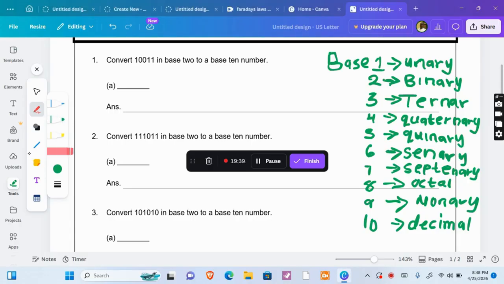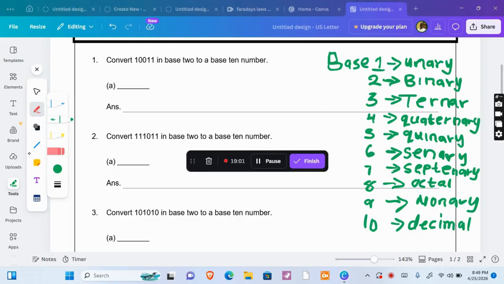Hexadecimal. Why hexadecimal? Hexa means 6, decimal means 10. So 10 plus 6 gives you 16. So these are the number bases that we're going to be dealing with. In today's class, we are simply going to be converting numbers from base 2 to base 10.